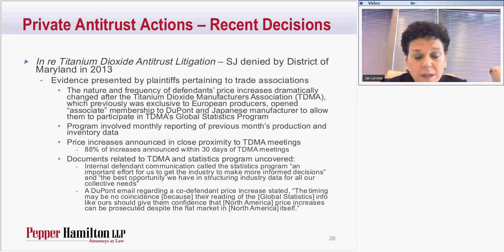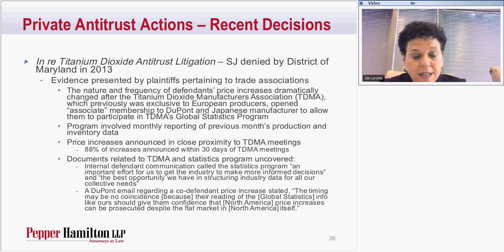Second, the trade association had something called a global statistics program. And the program involved monthly recording of the previous month's production and inventory data. And that is something that Megan is going to talk to you about, benchmarking. That was of great concern to the court. That was not historic enough, and the court really felt you could use that data to actually fix future prices.